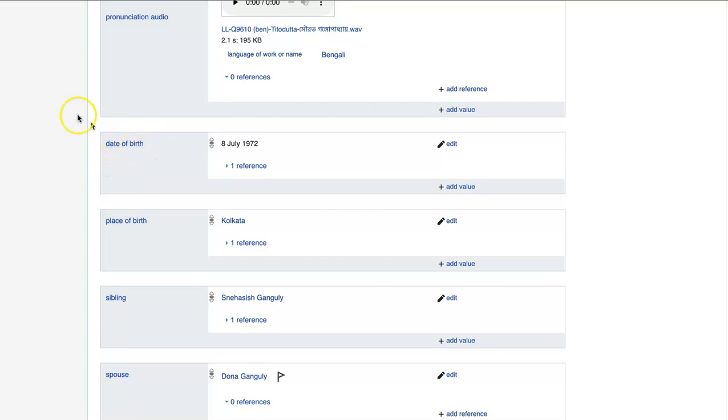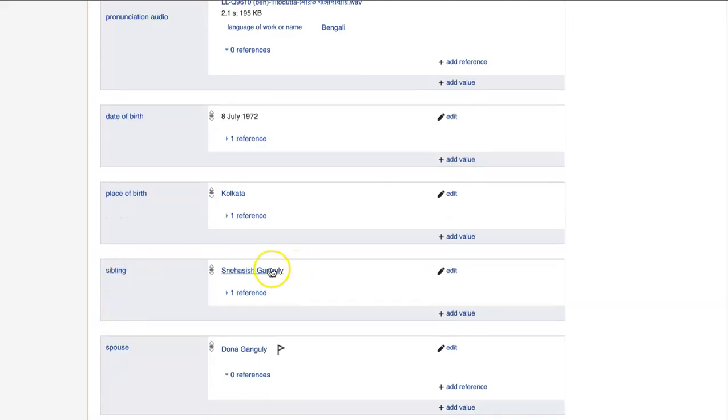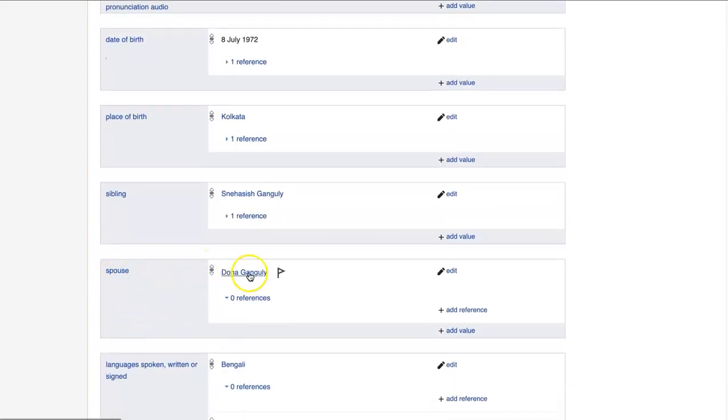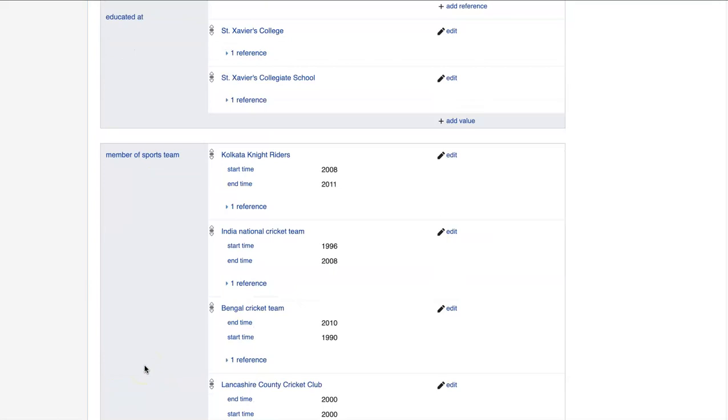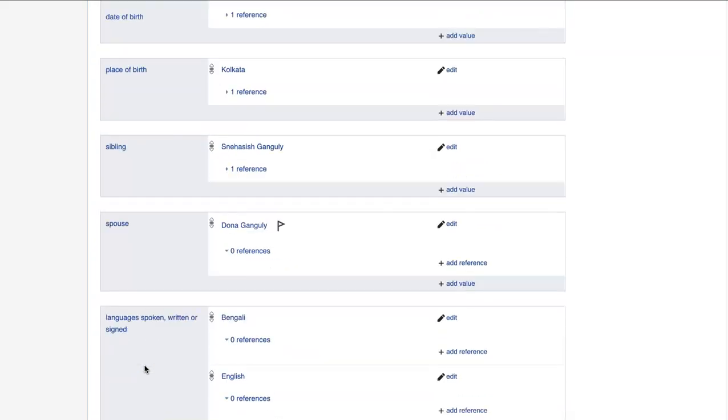So date of birth is a relation, and Saurabh Ganguly is related to this date through the date of birth relation. Similarly, place of birth is a relation, connecting Saurabh Ganguly with Kolkata. Sibling: Saurabh Ganguly is connected with Snehasis Ganguly with the sibling relation. Also spouse, language. You can find all this here.